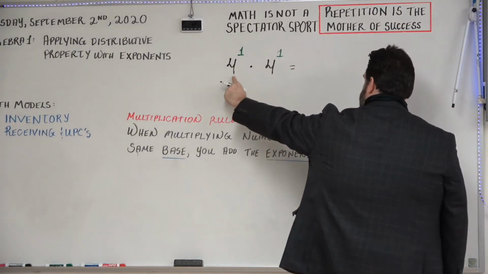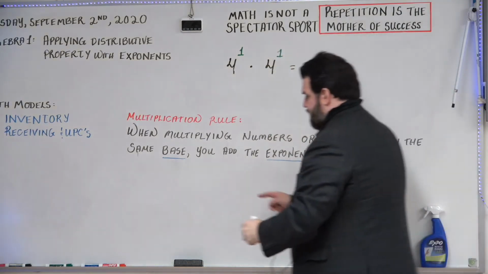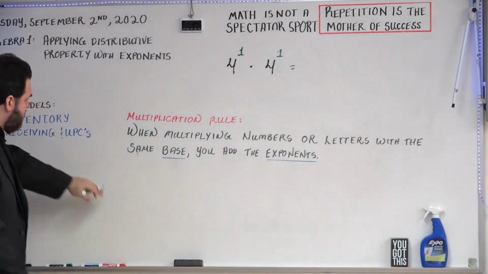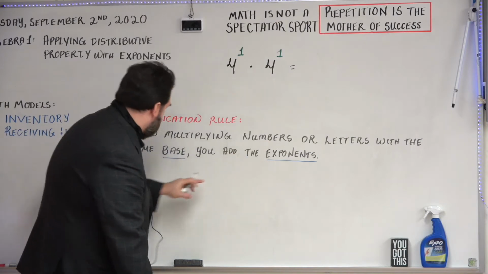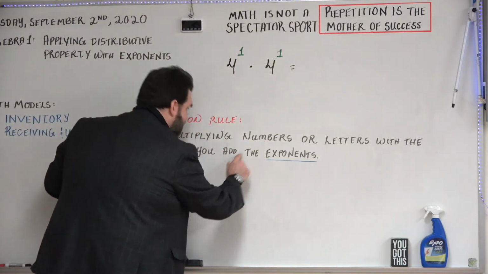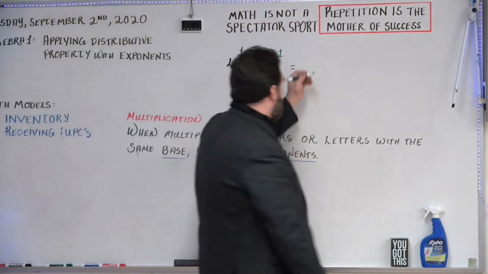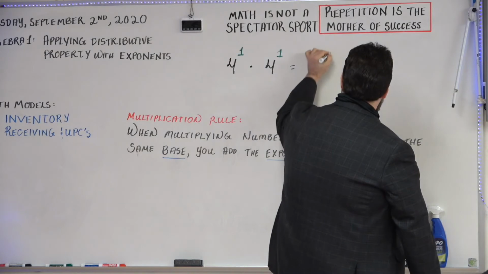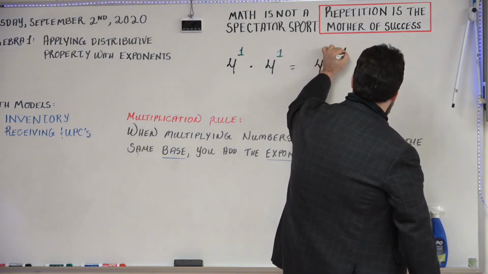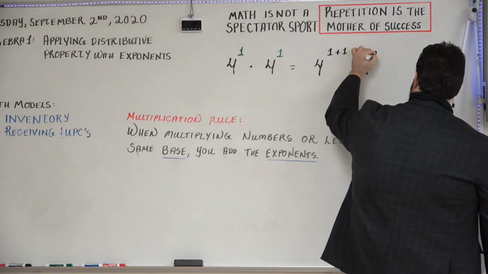So this is called the base. Here's the base. Here's exponent, exponent. The gentleman right here said, when multiplying numbers or letters with the same base, you add the exponent. So are these bases the same? Yes. So our answer is 4 raised to the power of 1 plus 1. And what's 1 plus 1? Okay, so it's 4 raised to the power of 2.